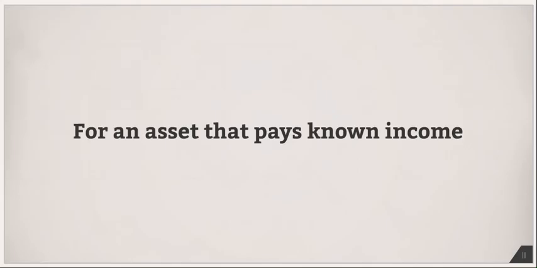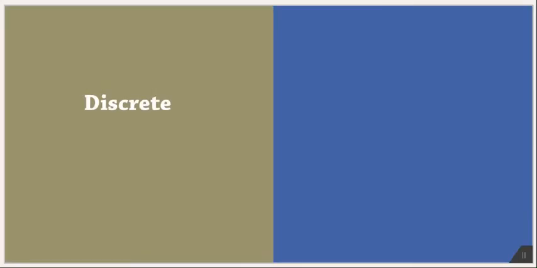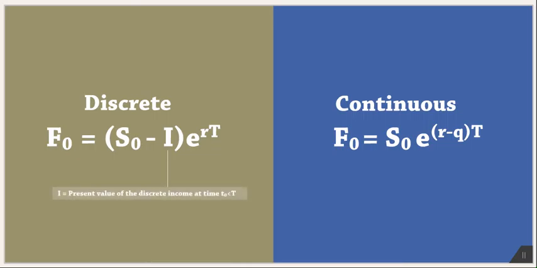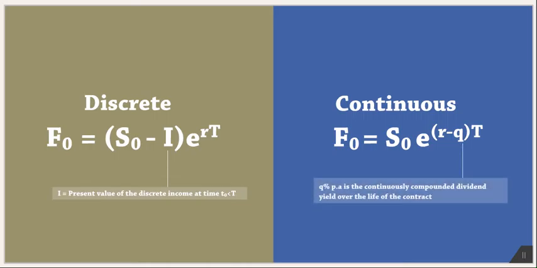For an asset that pays income, the relationship becomes, for discrete income: current forward price is equal to the current asset price minus I, times e raised to the power RT. Continuous: current forward price is equal to the current asset price times e raised to the power (R minus Q) times T, where I is the present value of the discrete income at time t0 less than T, and Q% per annum is the continuously compounded dividend yield over the life of the contract.